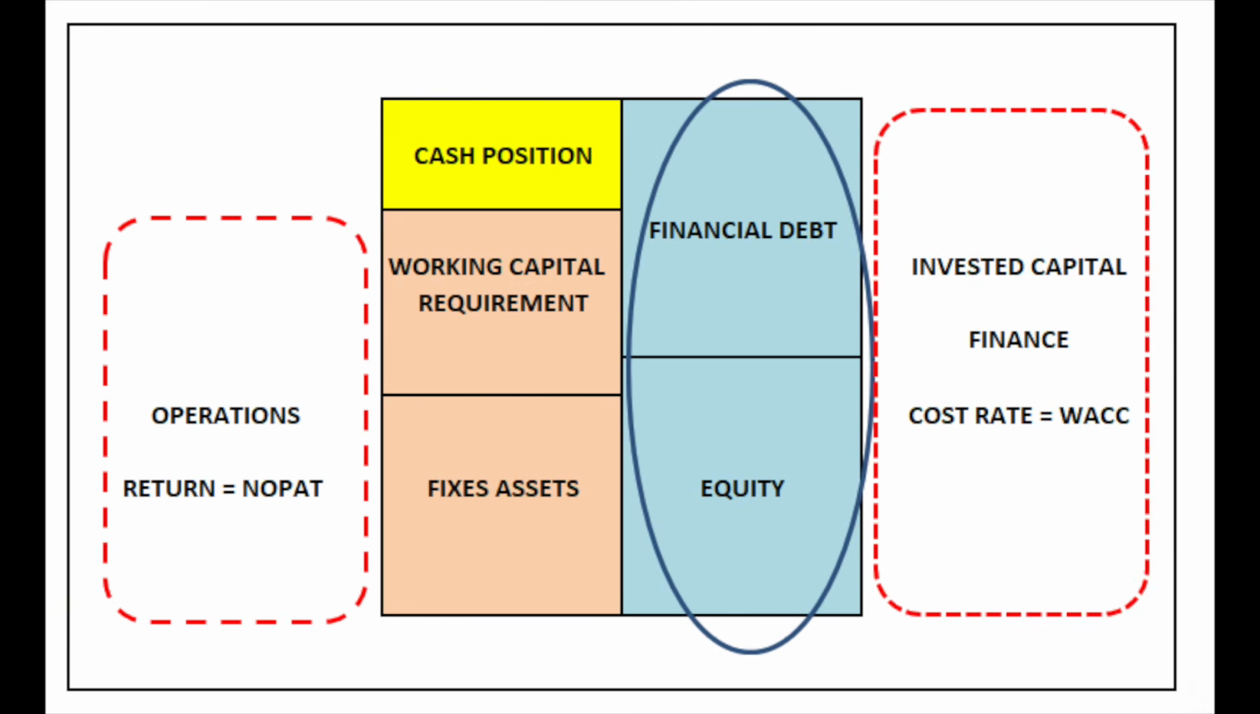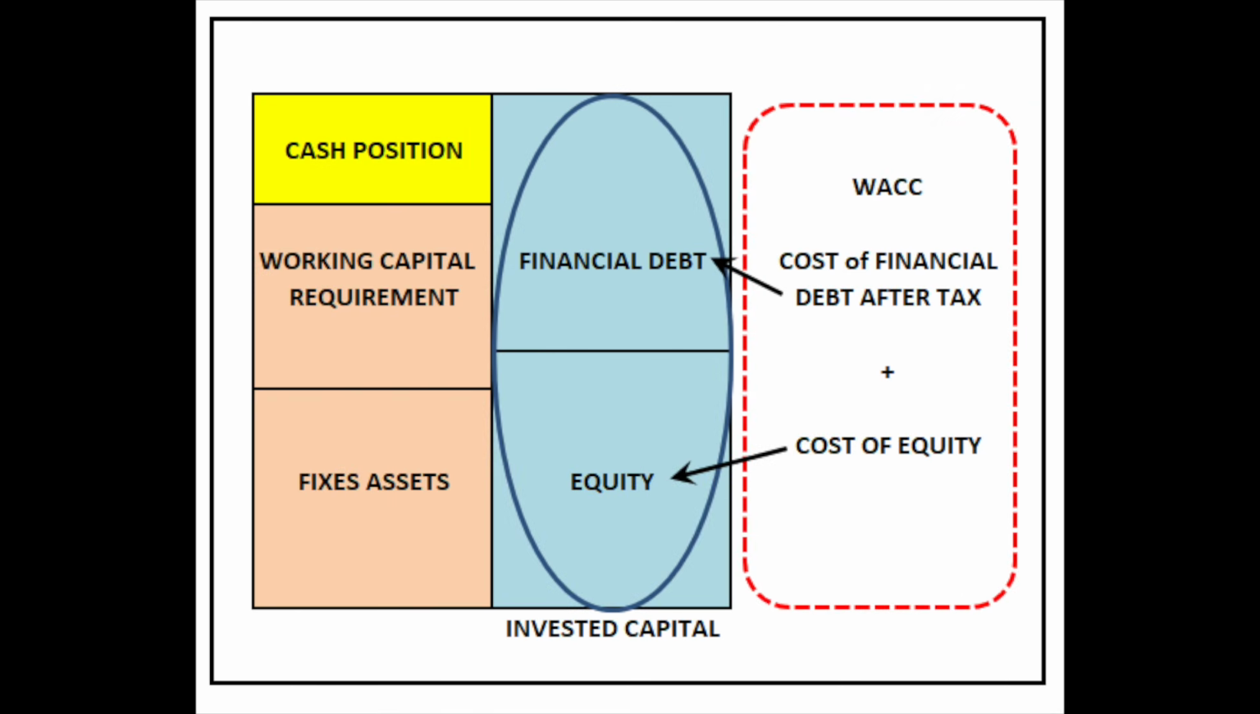Let's analyze another aspect of NOPAT generated by the capital employed. This capital has a cost because it is financed by invested capital, that is, by equity and financial debt. This cost is expressed by a rate called WACC, or weighted average cost of capital. The WACC is the weighted average of the after-tax borrowing rate on financial debt and the rate required by shareholders for the release of their capital. Indeed, equity is not for free.